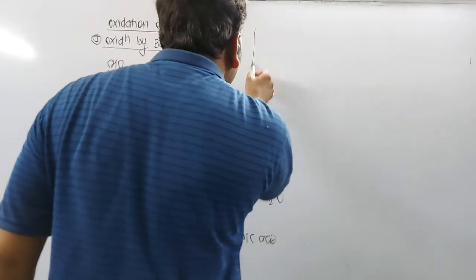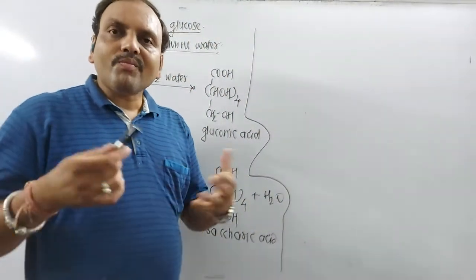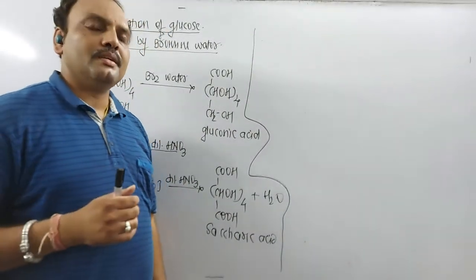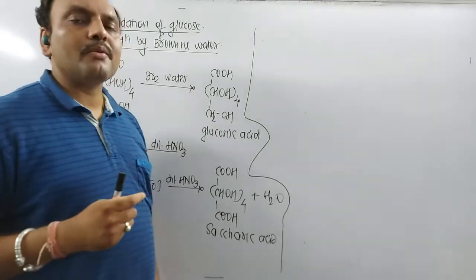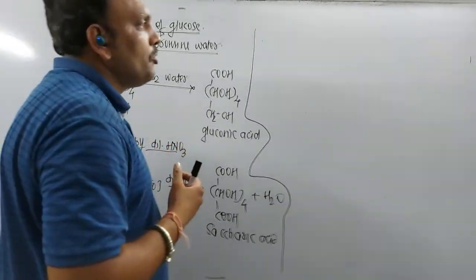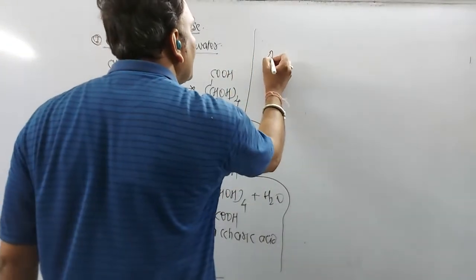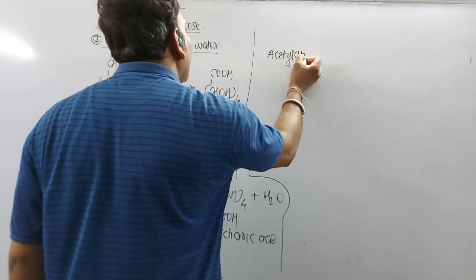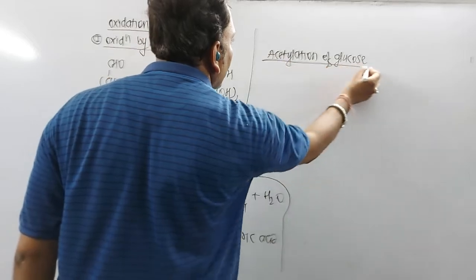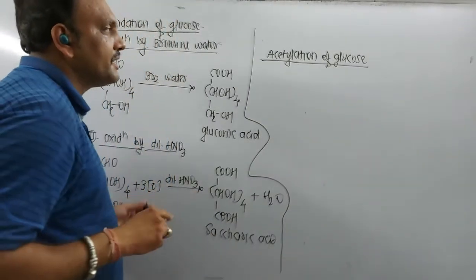Now, how to know the number of hydroxyl groups in glucose? So, to make sure that glucose consists of 5 hydroxyl groups in it, among which one is primary alcoholic OH and the other four are secondary alcoholic OH. So, to know there are 5 hydroxyl groups, we need to carry out acetylation reaction. So let's see acetylation of glucose. Now remember, acetylation can be carried out either by using acetic anhydride or by using acetyl chloride.